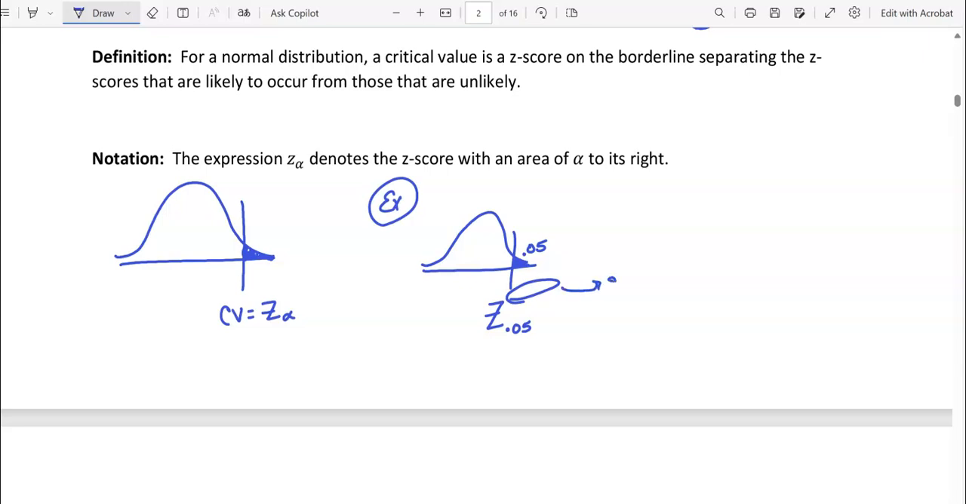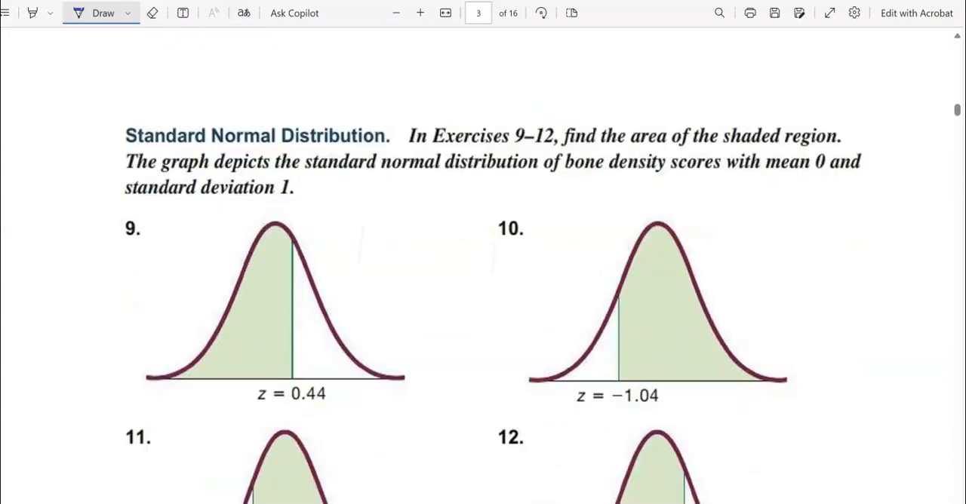We would do that using the standard normal distribution. That's the one where the mean is 0 and the standard deviation is 1. And that's going to find a critical value. And that will be important when we start doing hypothesis testing and stuff. And I'll show you how to use technology to do all this. So let's look at a few examples.